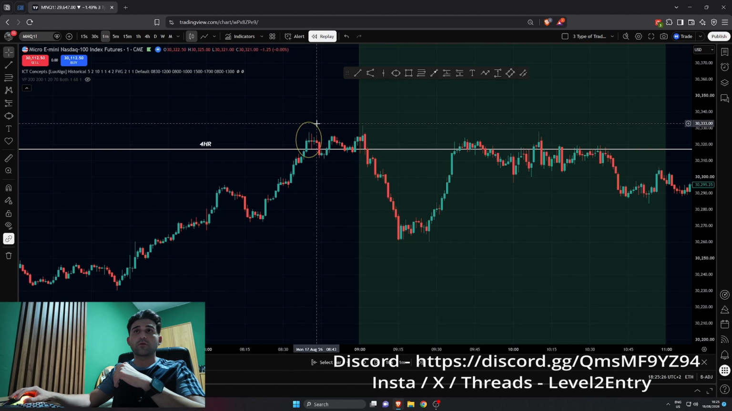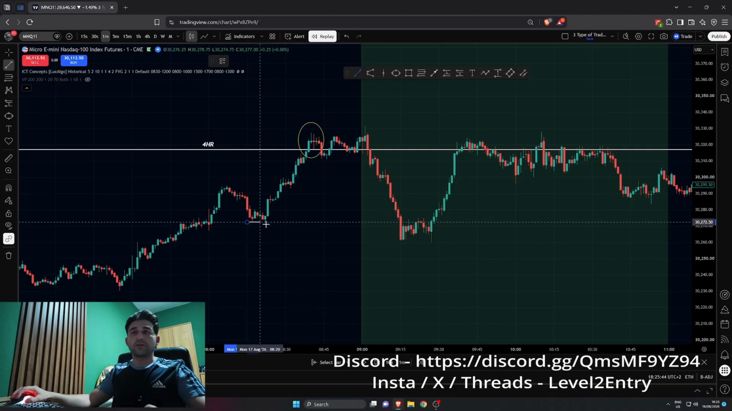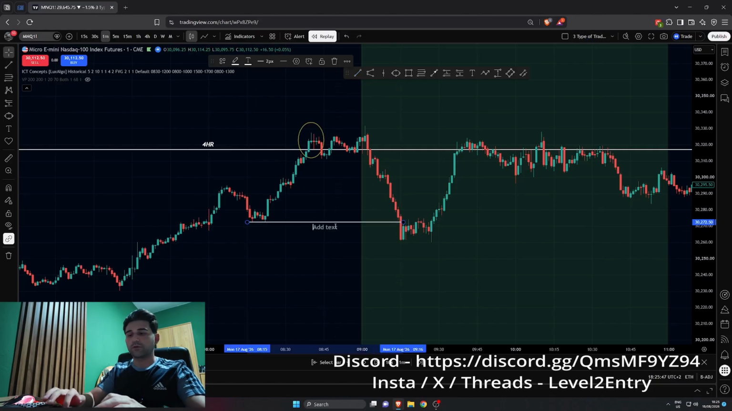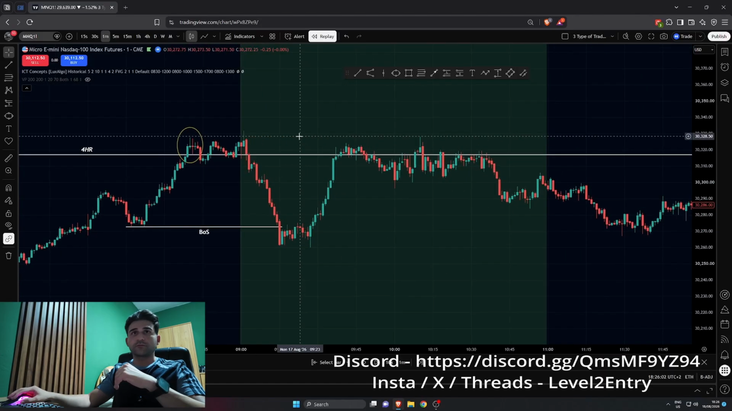price went above. So now the only thing that I will be waiting for is for price to make a bearish movement. If price makes a bearish movement and also makes a break of structure to the downside, like it did here, which I will name break of structure, that is a signal that price might be going downwards. So the first box was ticked.